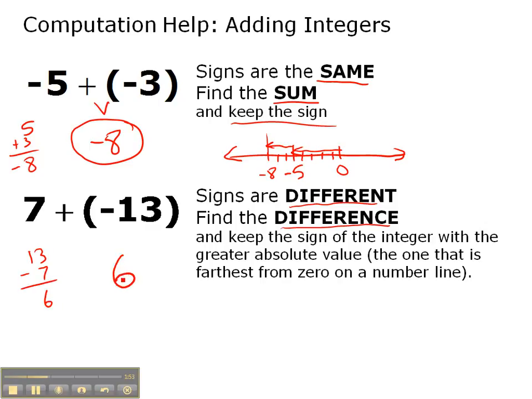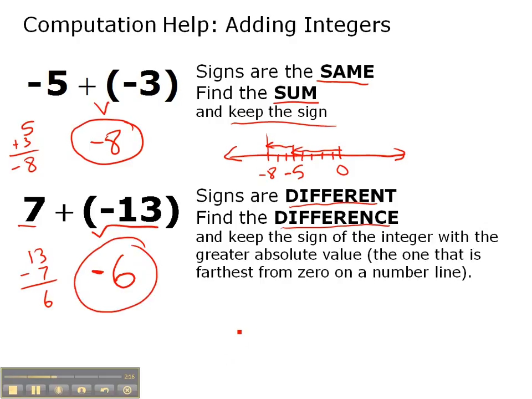But then we have to consider what is the sign of this difference. The way you figure that out is you keep the sign of the integer with the greater absolute value, which is the same as saying which of the integers is farthest from 0 on a number line. -13 is farther from 0 on a number line than +7. So our sum here is -6.